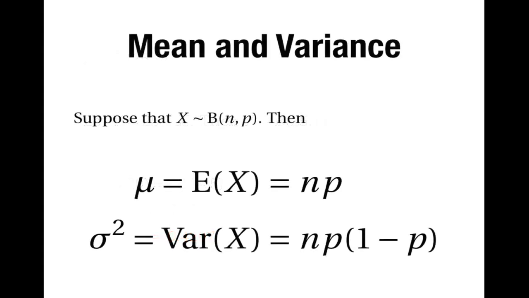This completes my video about the mean and variance of the binomial distribution. Remember that mu equals n times p, and sigma squared, the variance, is equal to np times 1 minus p.